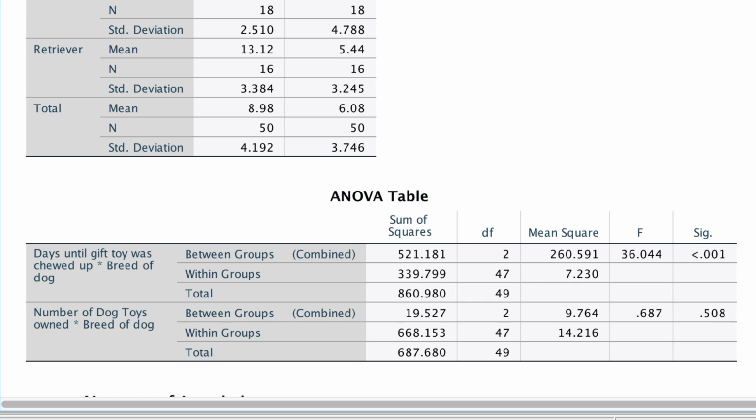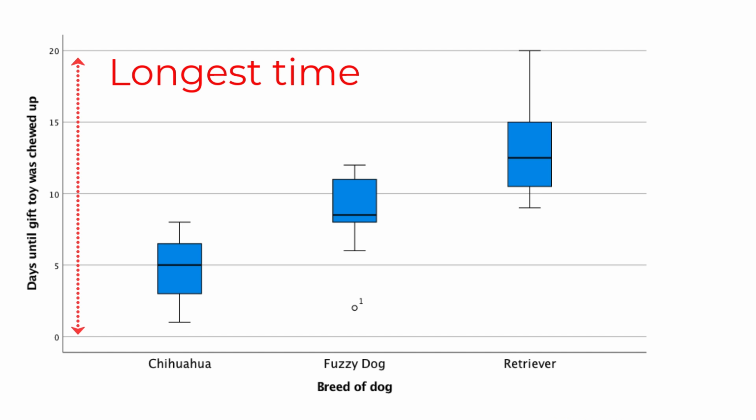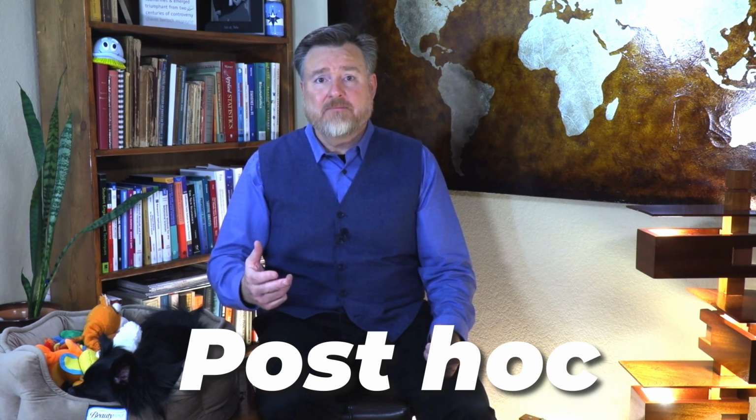For days to fail, however, the p-value is less than 0.001, so it is statistically significant. There is a difference in how many days before a toy gets chewed up, based upon the breed of dog. Recalling our box plots, retrievers kept their toys intact the longest. Fuzzy dogs second, and the Chihuahuas chewed up their toys the quickest. We would need to do a follow-up for this test, called a post hoc, but for now, you already have an idea of how we could use the descriptive statistics in this course.